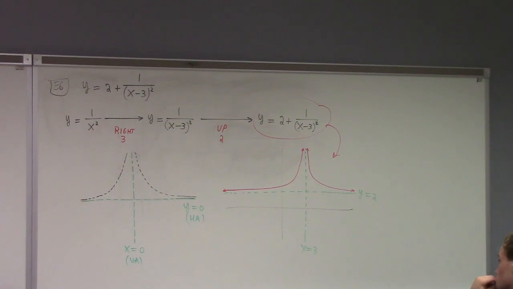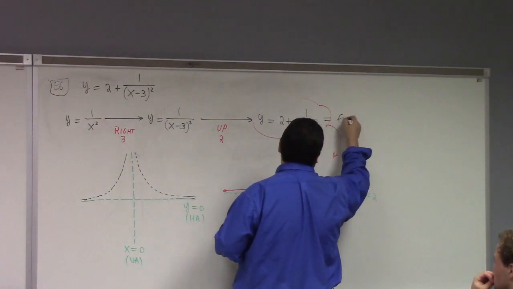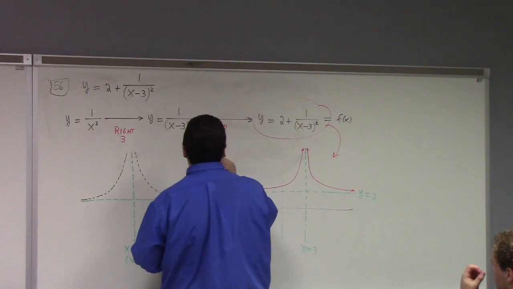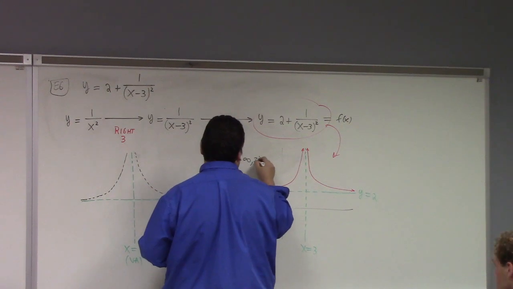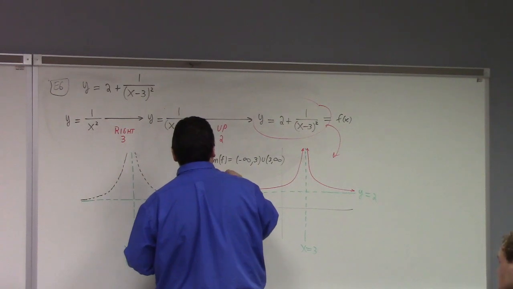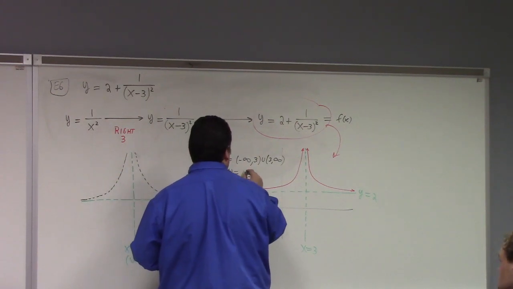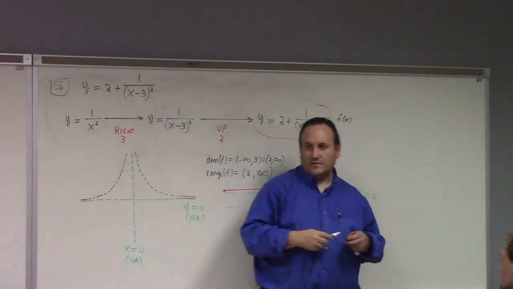The domain would be everything except for, what? Except for minus 3? Excuse me, 3, thank you. Everything except for 3. What's the range? If I call this thing f of x, so I said the domain of f was minus infinity to 3 unioned with 3 to infinity. What was the range? 2 to infinity. 2 included or excluded? Excluded, right?